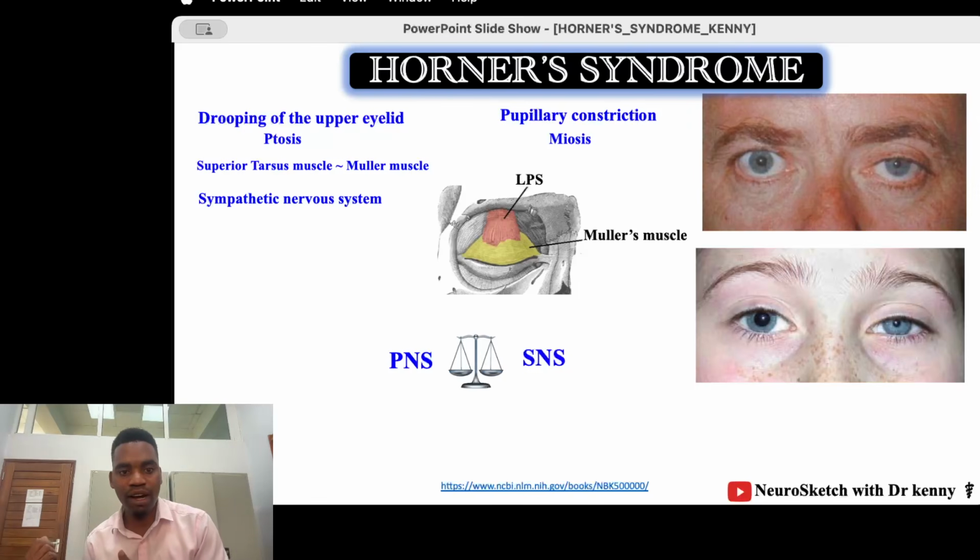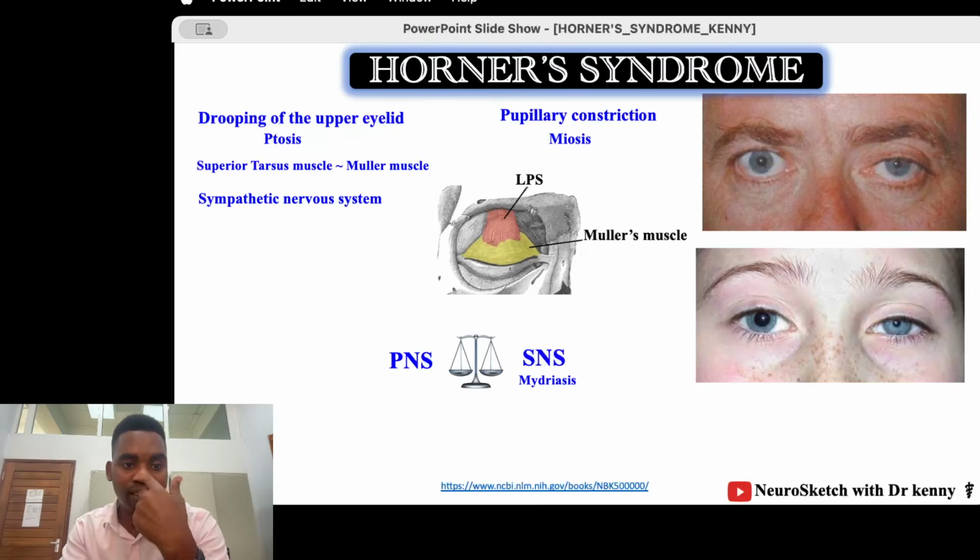You can always go back. But what did we say about the sympathetic nervous system? What does it do? It causes mydriasis, or dilation. Remember, when you are in fight or flight mode, you are freaking out, you will always need a dilated pupil so that a good amount of light will go through your eye. So mydriasis, or dilation, is under sympathetic control.